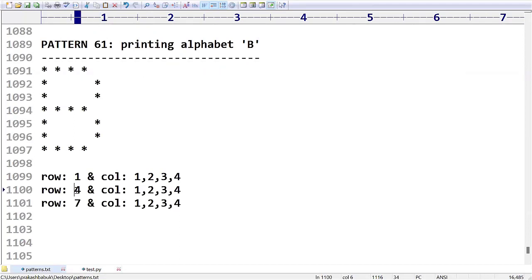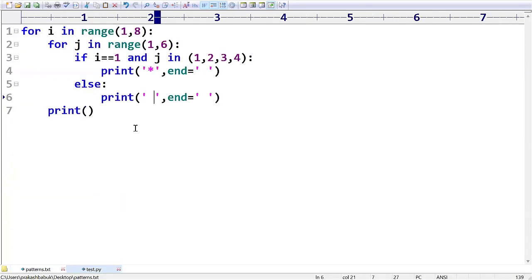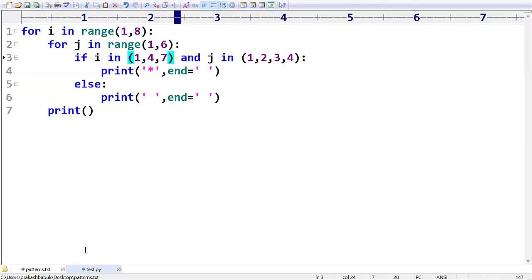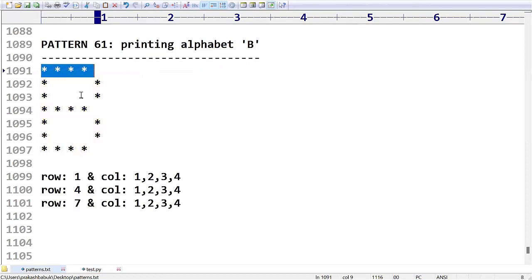But we have to repeat this for fourth row and seventh row. That means I can say if your I value is in first row, fourth row, seventh row, we are printing like this. Let me cross check. Sir, did the partial implementation of B come or not? Yes. Now, sir, we got this particular row, this particular row, this particular row. Rest of the rows we have to print.